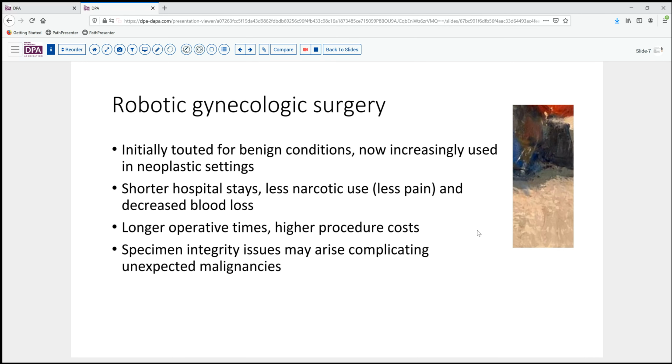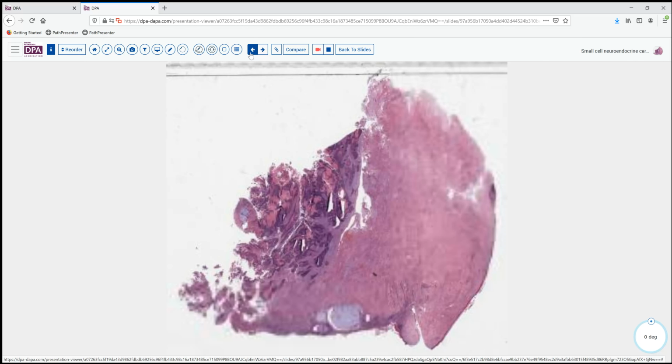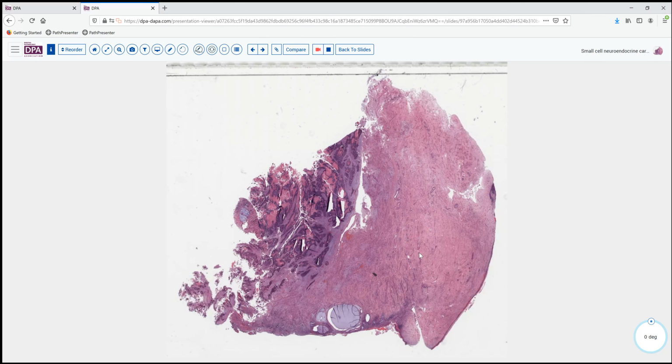As far as pathologists are concerned, the main issue is that of specimen integrity. And because of the rather small orifices used and the desire to not inflict greater discomfort by enlarging those, it usually means that the specimens come out in a fragmented, sometimes even morcellated fashion, making orientation sometimes a little bit difficult. And that was the case in this particular patient's situation. So we did manage to get some reasonable sized sections.